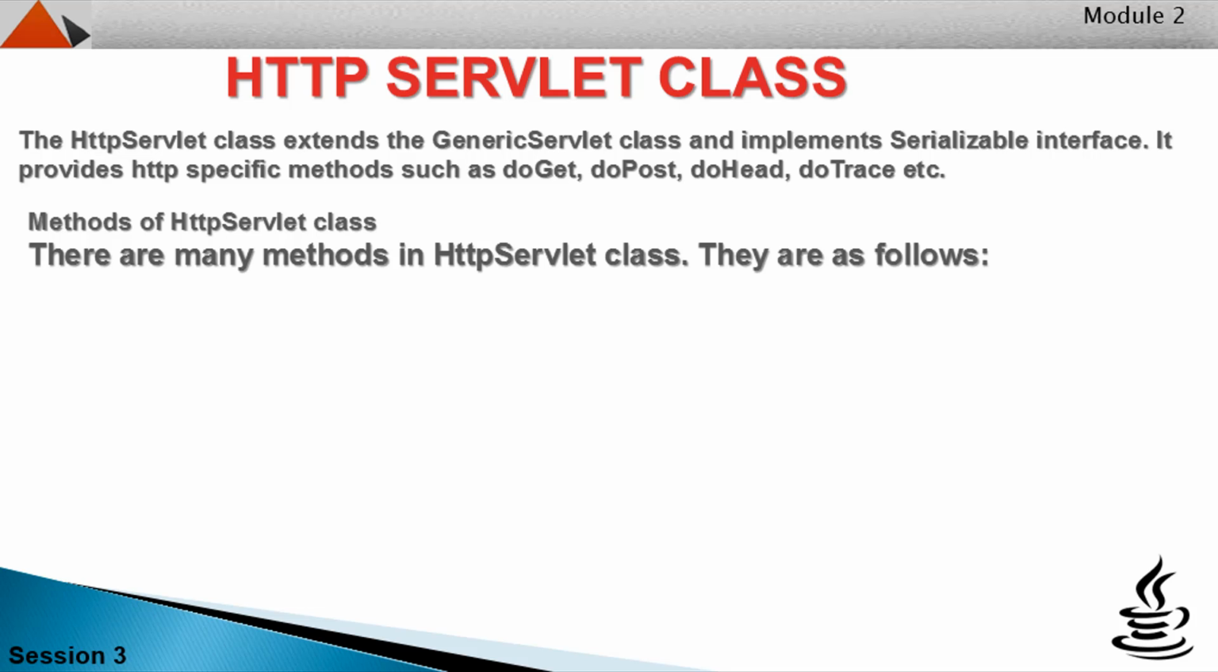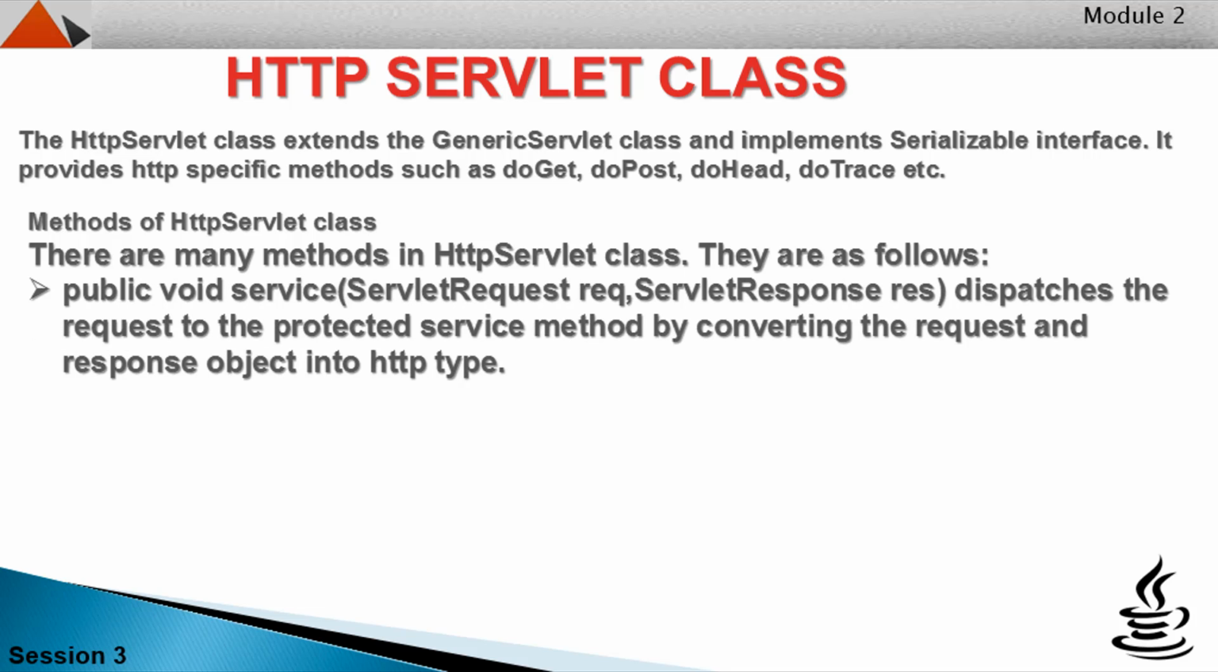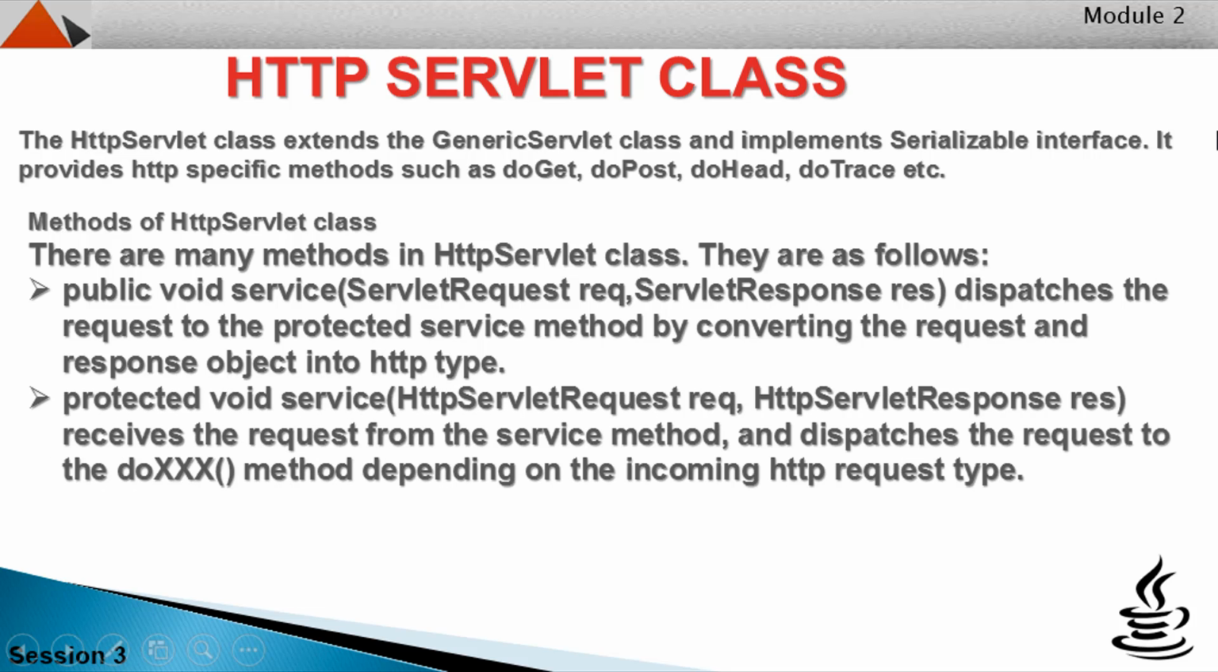They are as follows. The public void service(ServletRequest req, ServletResponse res) method dispatches the request to the protected service method by converting the request and response objects into HTTP type. The protected void service(HttpServletRequest req, HttpServletResponse res) method receives the request from the service method, and dispatches the request to the doXxx method depending on the incoming HTTP request type.